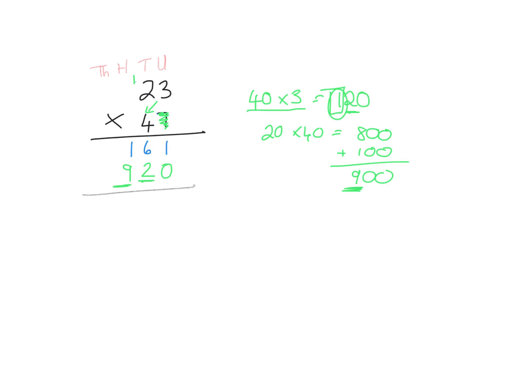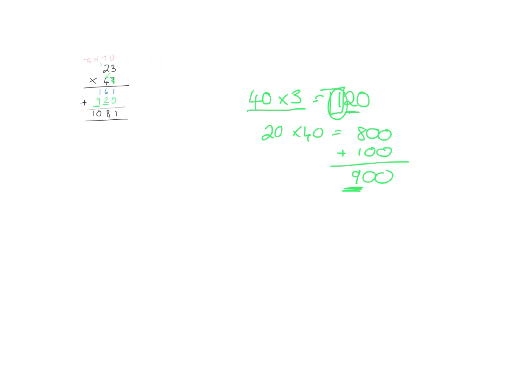Now all I have to do is add these numbers. 1 plus 0 is 1, 6 plus 2 is 8, 9 plus 1 is 10, and the answer is 1080. Let me show you a problem with more digits, a bigger number, and then you will see the true benefit of this short method.